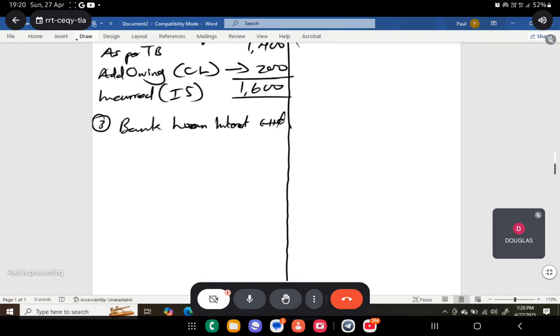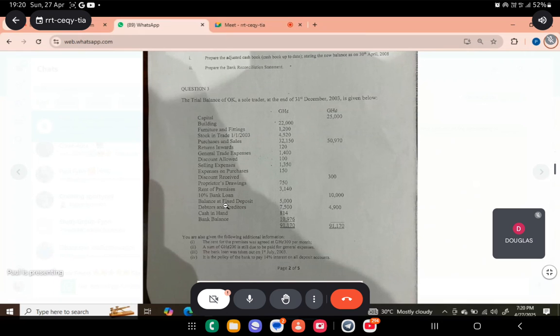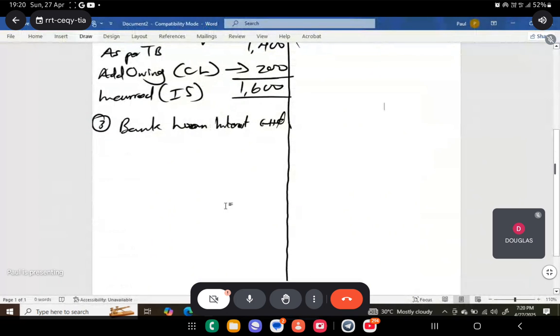Okay. But look at the question. The question says that we took the loan. It says that the bank loan was taken out on the 1st of July 2003. So we took it on the 1st July 2003, and we are reporting on the 31st December 2003. So from 1st July 2003 to 31st December 2003, it's just 6 months. So it's not a full year, it's half of a year.